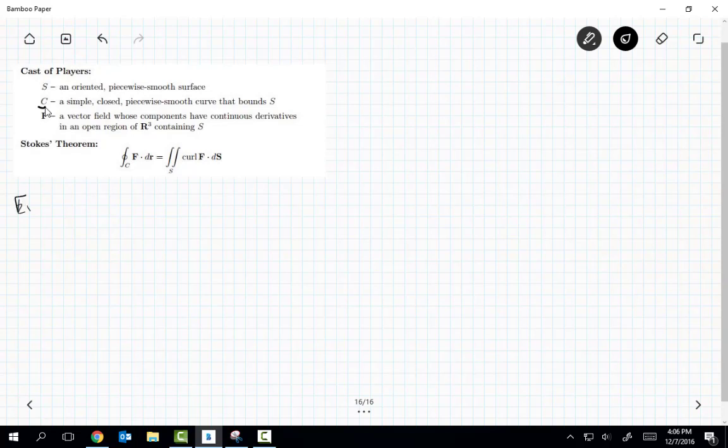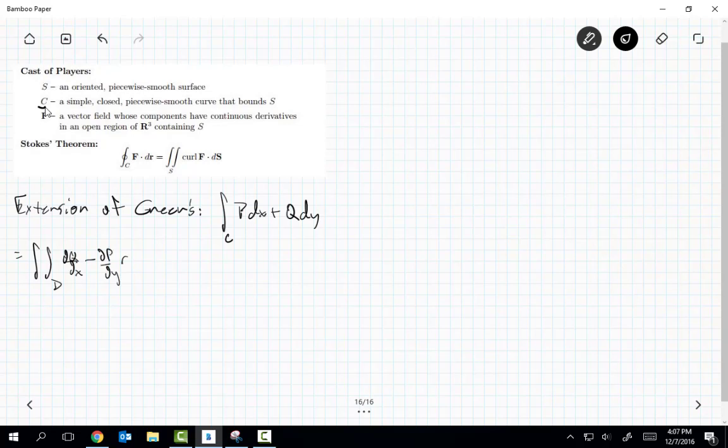It's an extension of Green's theorem. If you recall, just a real quick review, Green's says that if I take the line integral of P dx plus Q dy, this is equal to the double integral over the domain. Remember, what I've got is a two-dimensional vector field that lies in the plane, of the partial of Q with respect to x minus the partial of P with respect to y dA. Well, there's a problem.